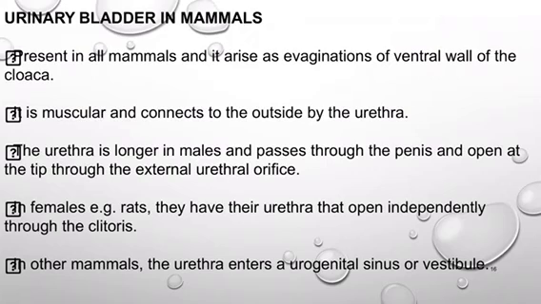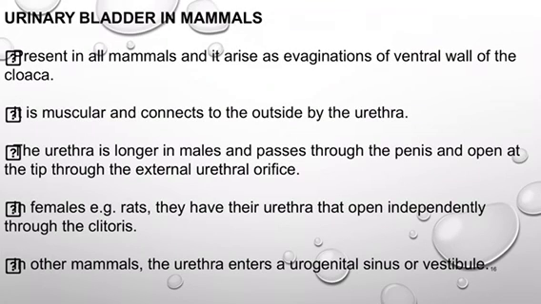The urinary bladder is present in all mammals and it arises as evaginations of the ventral wall of the cloaca. The urinary bladder is muscular and connects to the outside by the urethra in mammals. The urethra is longer in males and passes through the penis and opens at the tip through the external urethral orifice. I'm still talking about the urinary bladder in mammals.